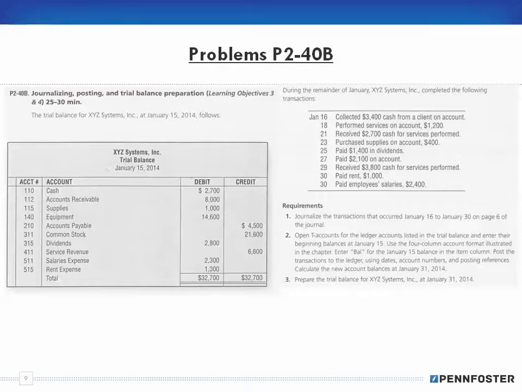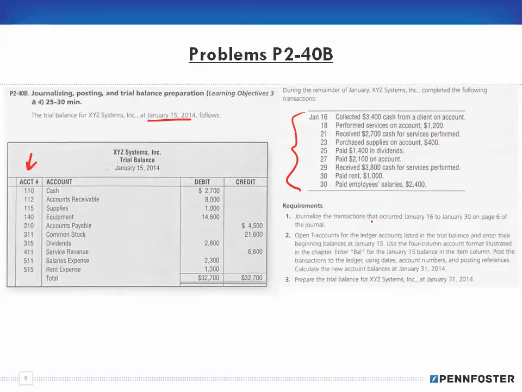Okay, so it says here the trial balance at January 15th is as follows. One of the things I want you to notice is that for this trial balance, they included the account numbers. This is what a trial balance should look like. This is a good representation of what it should look like. Then it says during the remainder of January, complete the following transactions. So we have some more transactions.